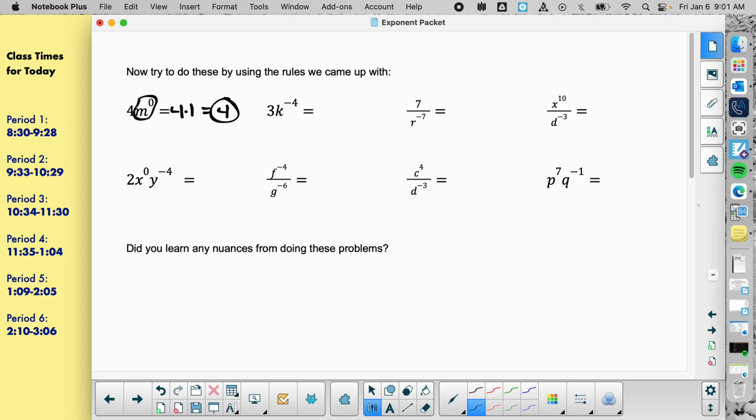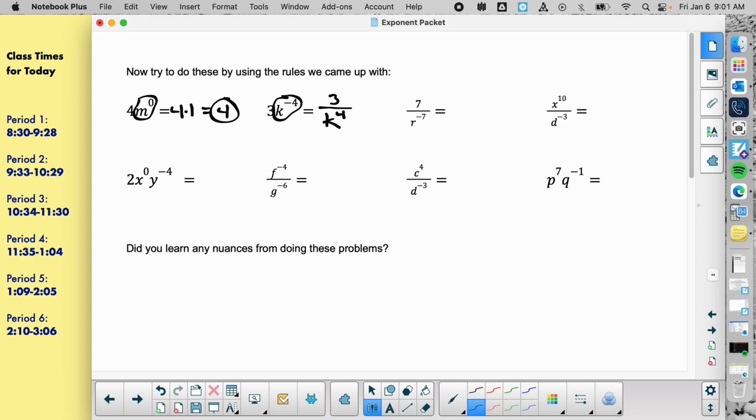Okay, 3k to the negative 4. This is the same thing. These two aren't together because there's not a parentheses around them. So I treat them separate. The negative 4 power is only on the k. The k is going to be the only thing I move. The 3 stays on the top because it doesn't have the power on its own. And the bottom would become k to the 4th. Only the things with the negative powers are going to move. If it doesn't have a negative power on it, it stays.